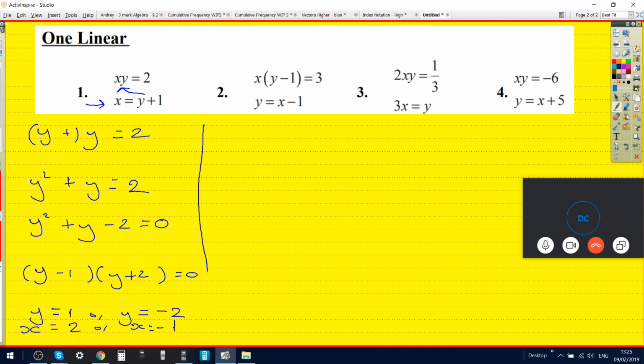So the idea with this is it's simultaneous equations by substitution. So x times y gives you 2, x is y plus 1, and so y plus 1 times y gives you 2. And then you just have one variable there. So how would you do question 2?